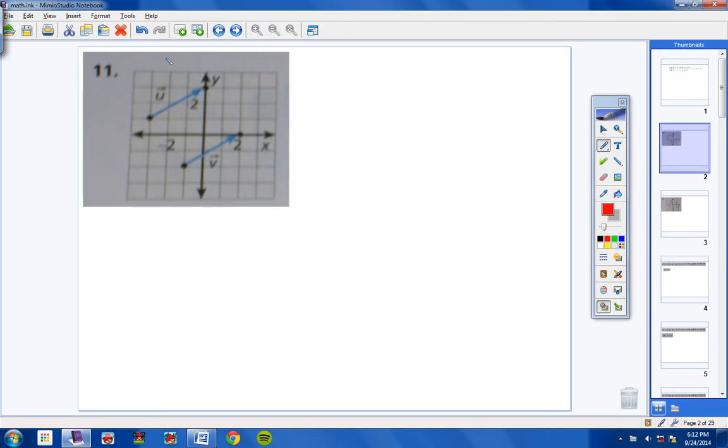Page 150, numbers 11 and 13. The directions say to write the ordered pair representation of vectors u and v, and then find the length of each vector. Okay? And then are the two vectors equal? So, very quickly here, students, please take some really good notes. Vector u has an initial point of -3, 1 and a terminal point of 0, 3.